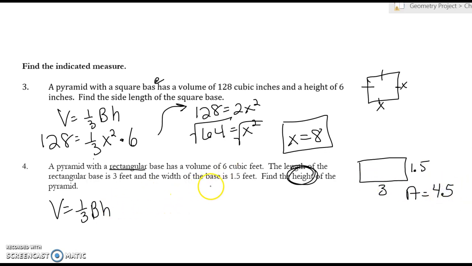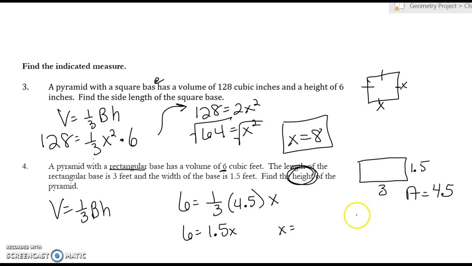So volume is 6. 1/3 my area, which is 4.5, times x, because I don't know how tall this thing is. And so 4.5 divided by 3 is 1.5. And so 6 is equal to 1.5 times x. I divide by 1.5 on both sides, and I get 4. So the height is 4 feet, because everything else is in feet.